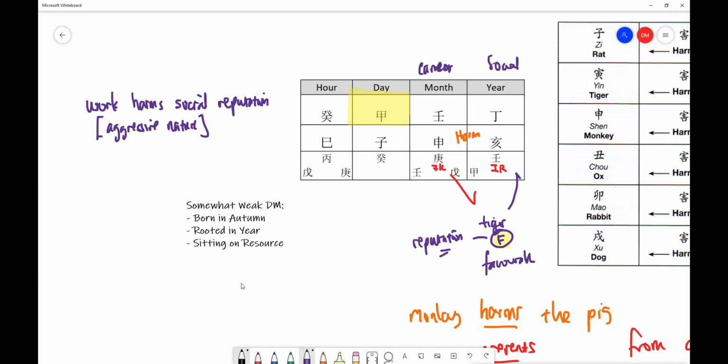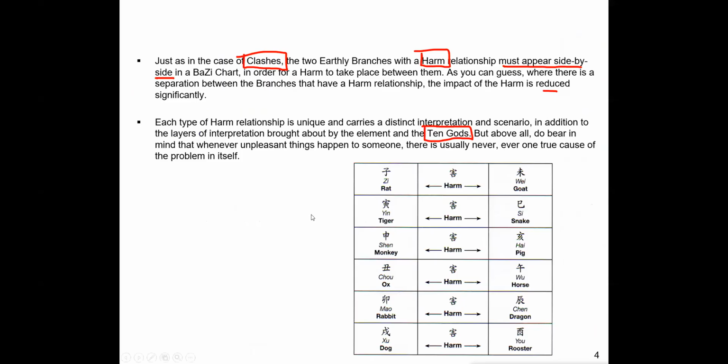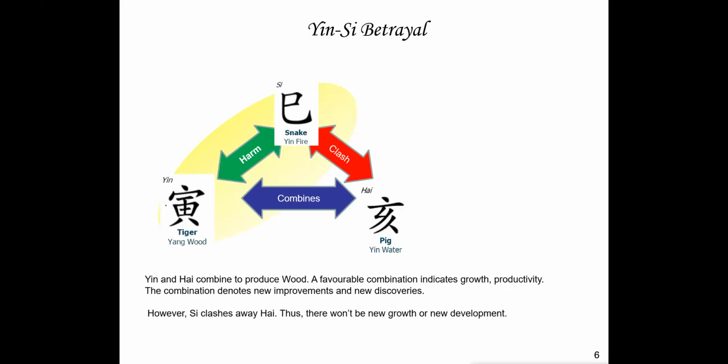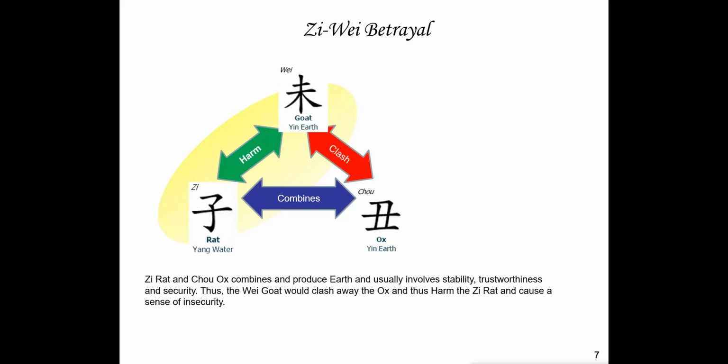David, can you please repeat this relationship, the combo, harm, and clash? Okay. So assuming next year the tiger arrives, what will happen? Okay. Now this is the PowerPoint answer.